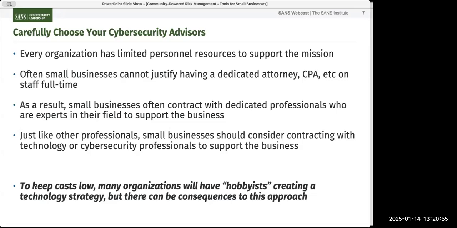If you need somebody who's going to do technology or cybersecurity, you're going to need probably help to do that. The problem I see, though, is a lot of organizations will have hobbyists, they'll call them, create a technology strategy or make sure their printers work, but there's consequences to that.